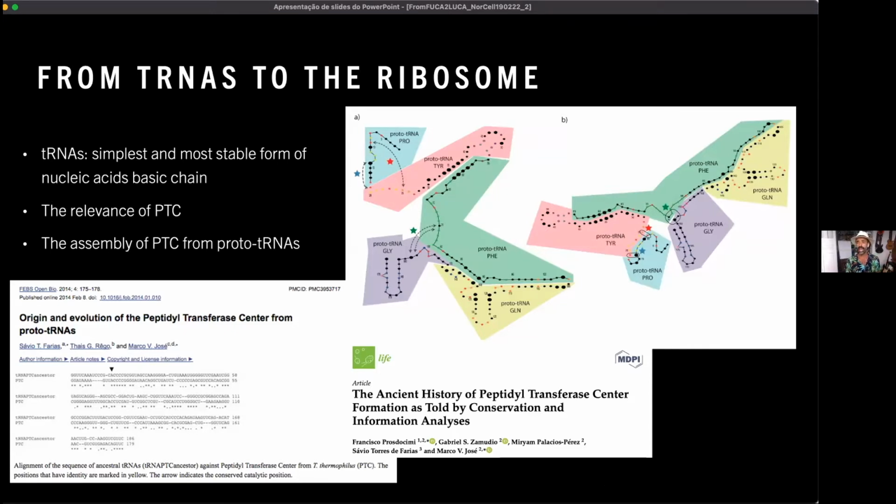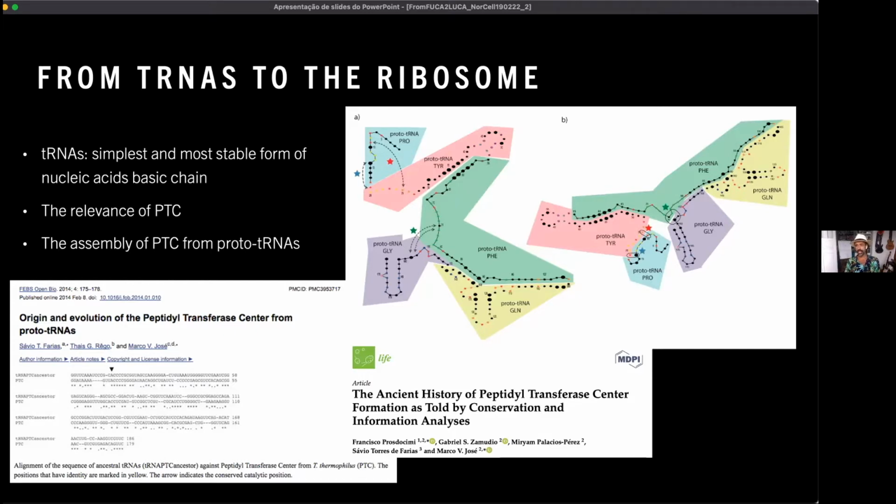So, we believe that the tRNA, the transfer RNA, and there is a lot of evidence about it as well, is sort of the simplest and the most stable form that a nucleic acid can fold into in nature, okay? So we believe, and we have lots of evidence as well, that the tRNA was the first sort of molecular fossil, okay?